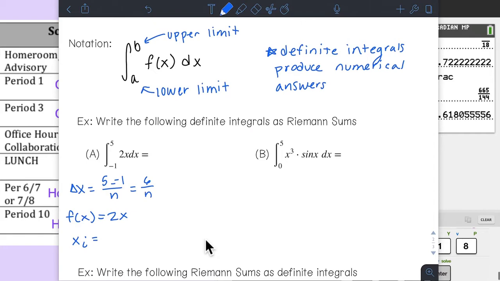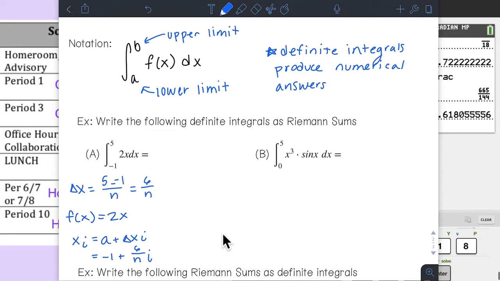So that's always going to be your a value plus your delta x times your i, your indexing variable. You can use whatever variable you want as the indexing variable. A lot of books use the i because that's indexing. A lot of places will also use k since i is often thought of as the imaginary number and they don't want to confuse the definitions. And you can see other things as well. So in this case, for this function, our a is negative 1, our delta x is 6 over n, times our i.